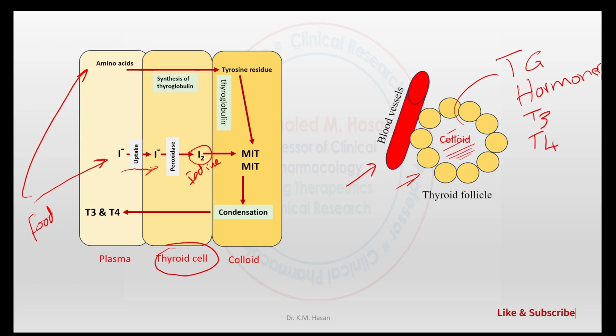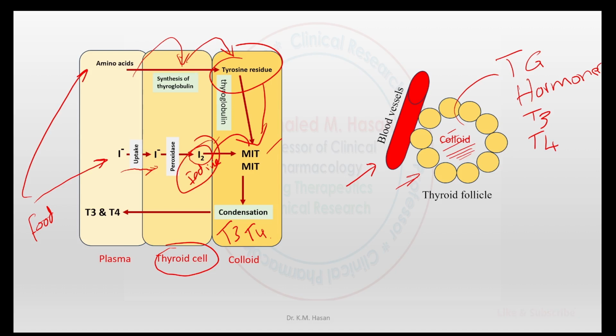Then amino acid will be taken up also, which is an important step for synthesis of thyroglobulin, and this will lead to the formation of tyrosine. Binding tyrosine with the iodine will lead to the formation of monoiodotyrosine, with condensation. This will lead to the formation of T3 and T4. Then T3, T4 will be released to the plasma in order to perform their physiological function.